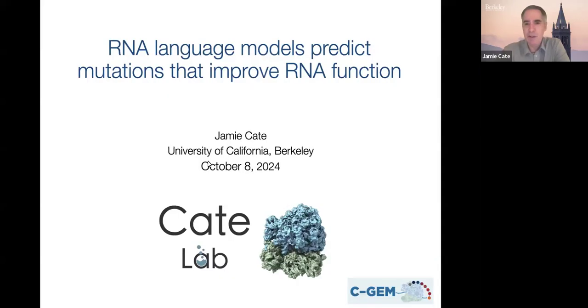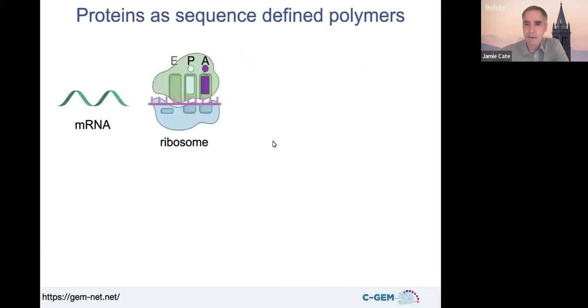A little bit about my motivation for getting into using deep learning to study RNA. And so these RNA language models that we've worked on predict mutations in the ribosome, which I'll tell you about, to improve how the ribosome works. So, mutations that improve RNA function. Again, because I think it's important to try to understand the motivation for this, I'll tell you a little bit about where this project started.